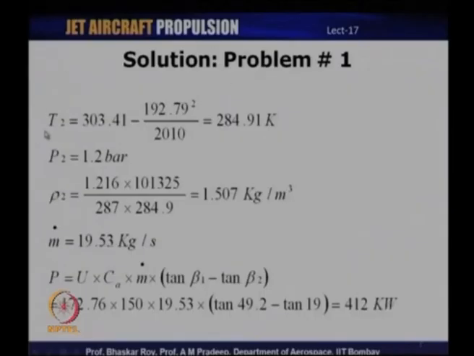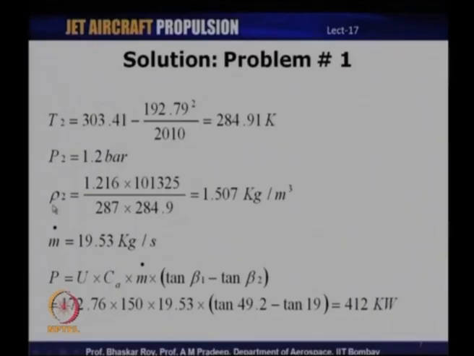Therefore, we find T 2, the static temperature, which is 303.41 minus C 2 square by 2 C P, that is 192.79 square by 2 into 1005, that is 2010. So, this comes out to be 284.91 Kelvin. Similarly, we find P 2, which comes out to be 1.2 bar, because the stage pressure ratio is given, and from there we can find P 2.